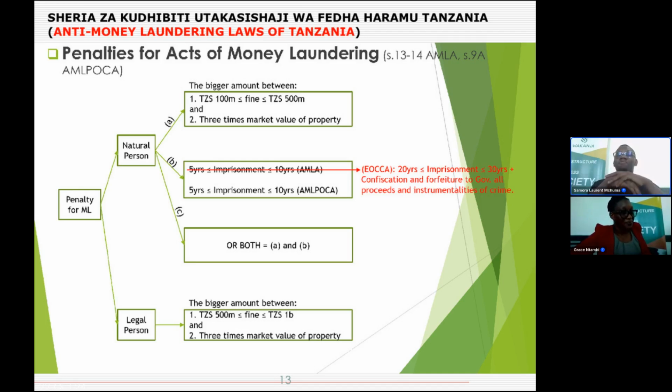3 times? Yeah. So you have the fine of 100 million, as the court may decide, and then you have to pay 3 times the market value of the property that you acquired.